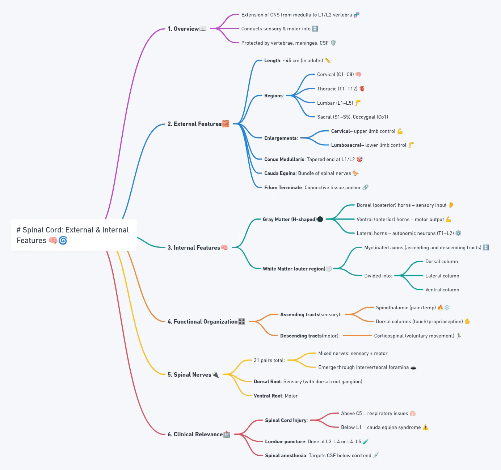Now moving to the internal features of the spinal cord. A transverse section of the spinal cord reveals a central region of gray matter, shaped like a butterfly or the letter H, surrounded by an outer region of white matter. The gray matter contains the neuronal cell bodies, dendrites, and unmyelinated axons, while the white matter consists mainly of myelinated axons organized into ascending and descending tracts.